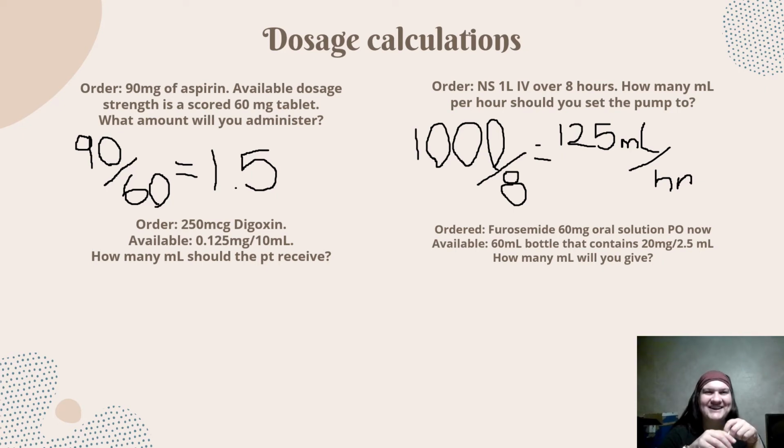Okay, moving on. So this next one, we have an order for 250 micrograms of digoxin, but we have 0.125 milligrams per 10 mLs. How many mL should the patient receive? So here's another conversion.